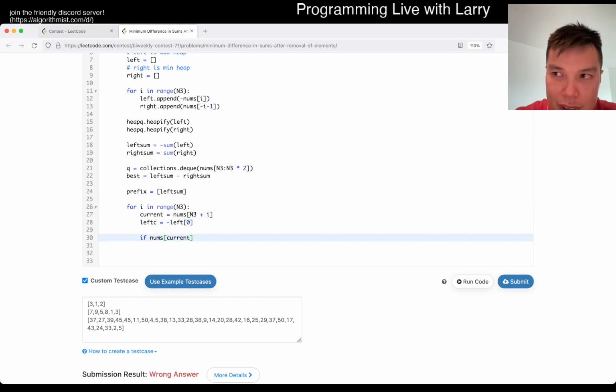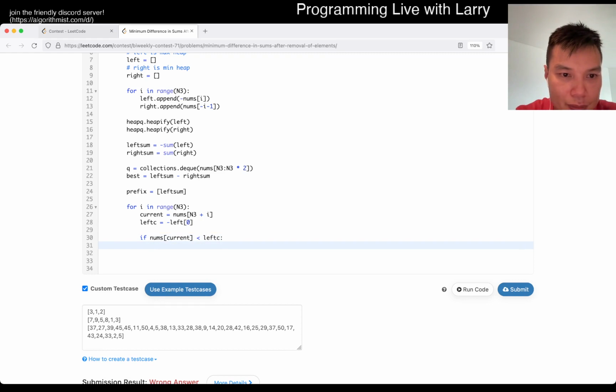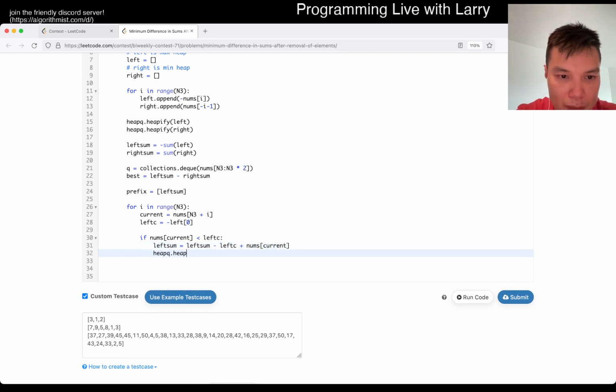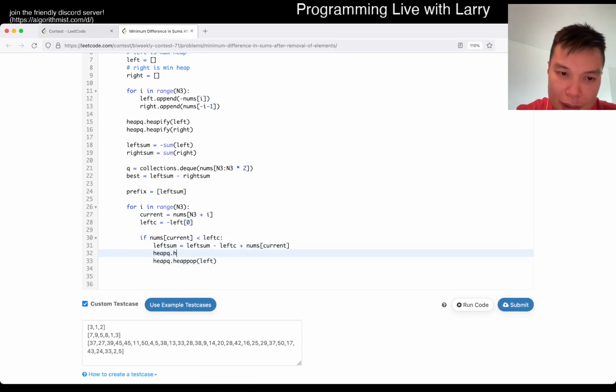Okay, if this number is smaller than the left contribution, because we have a max heap, then okay. Yeah, fine. Left sum is equal to left sum minus left C. And then add num sub current. heapq.heap... Okay, I know how to do this now, but that is not so slick though.